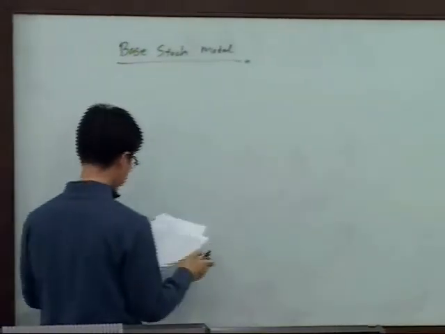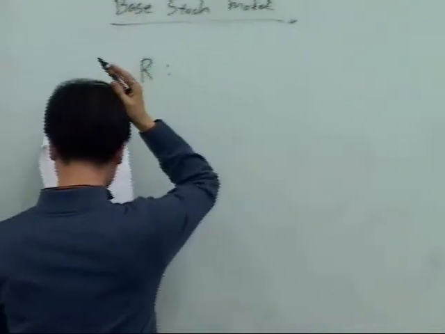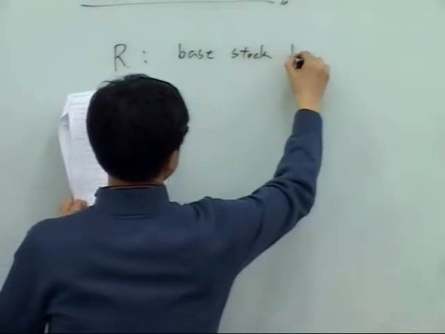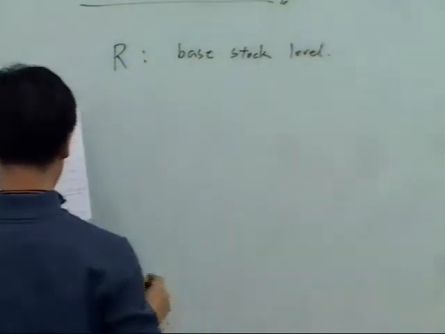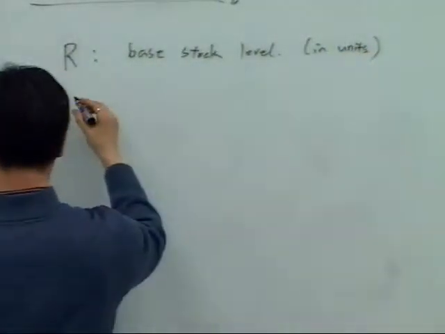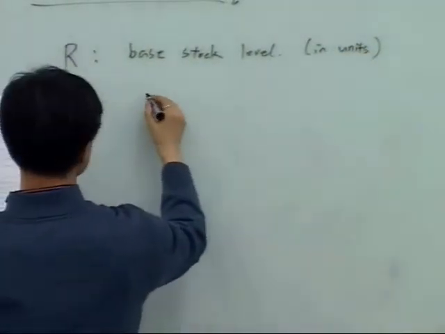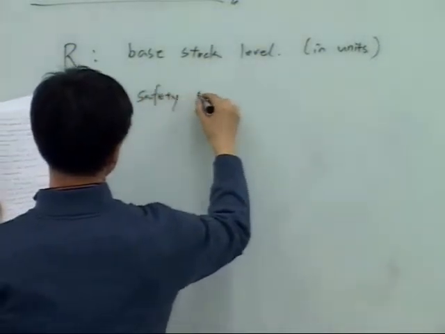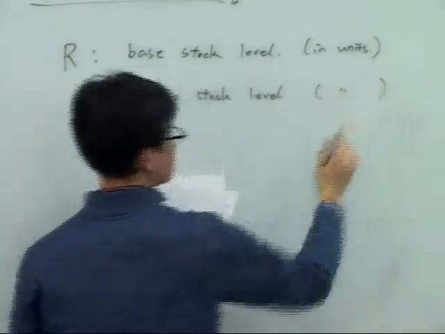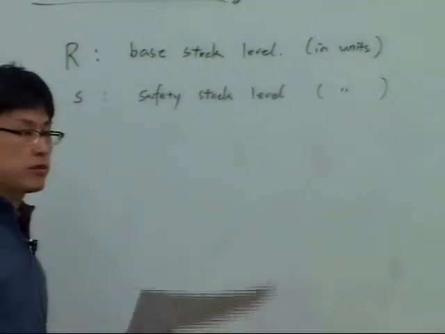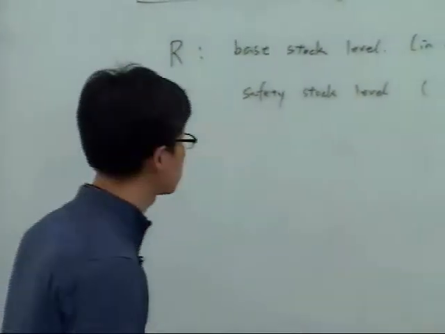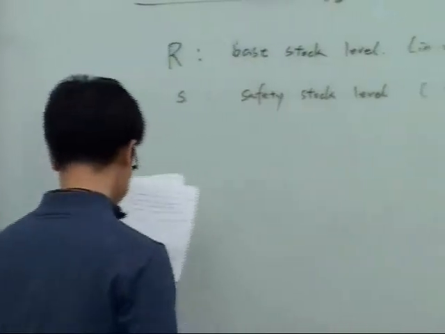Something more. Large R is defined as the base stock level, also in units, and small s is defined as the safety stock level, also in units. I know there are lots of new concepts and terminologies coming in, but everything will be explained later.